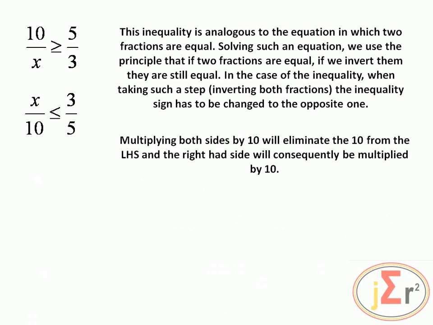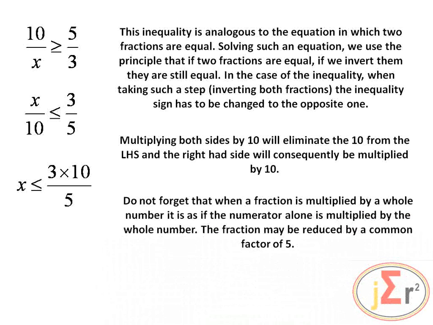And we may finish up by solving the equation. Although solving the equation is not a part of the deal, to demonstrate occasions that we have differences in solving inequalities and equations, we will continue to solve the inequality. Multiplying both sides by 10 will eliminate the 10 from the left hand side, and on the right hand side we will have 3 being multiplied by 10, like so.